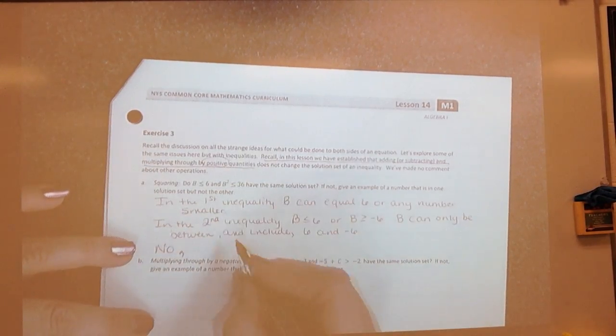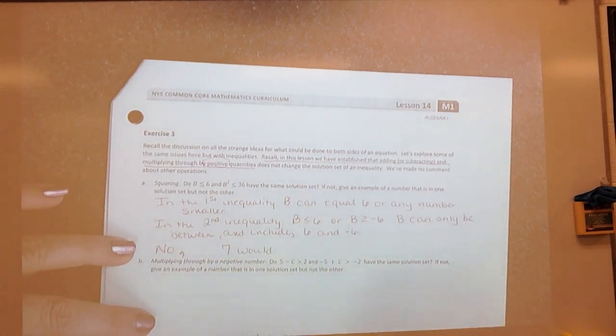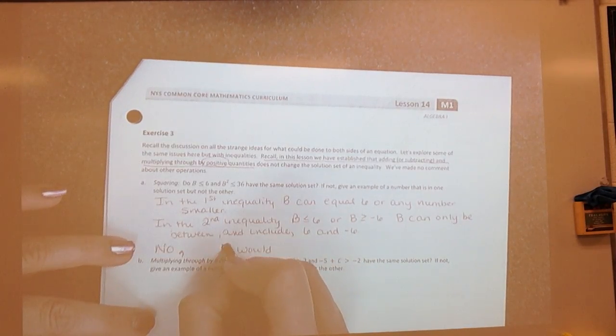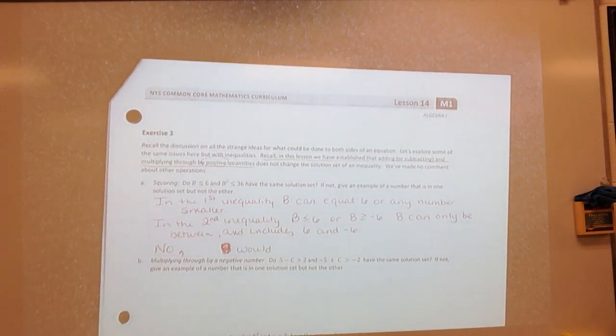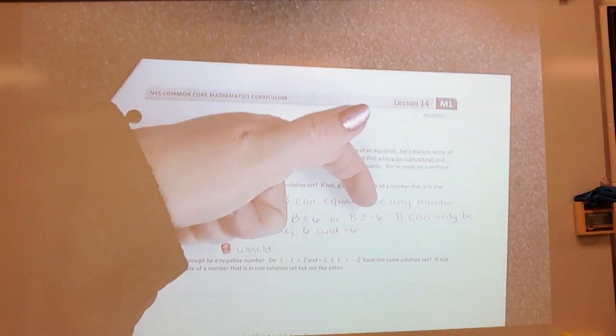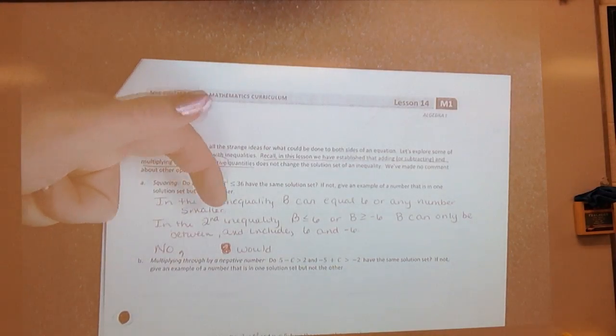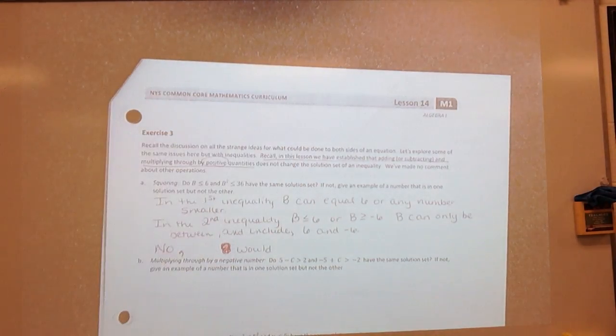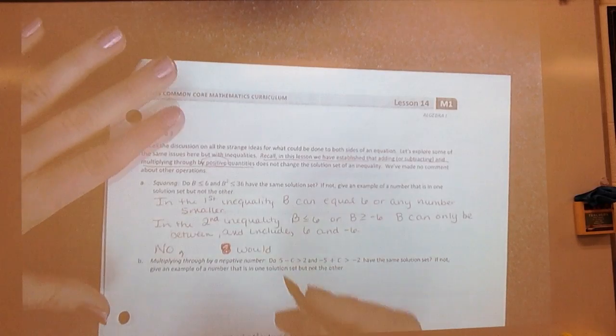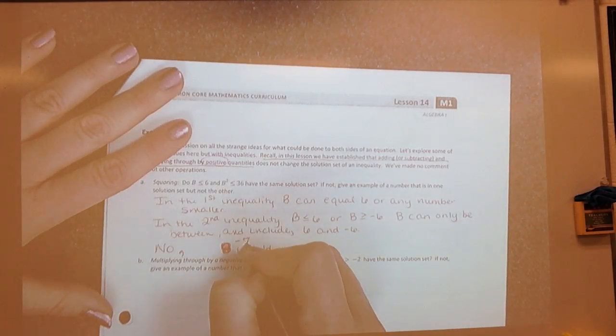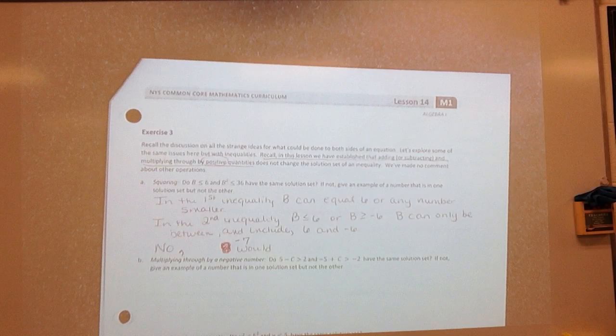So 7, I'm sorry, not 7. I need a number that is smaller than 6, but is not between 6 and negative 6. So actually I could have said negative 7 would be in both solution sets. All right?